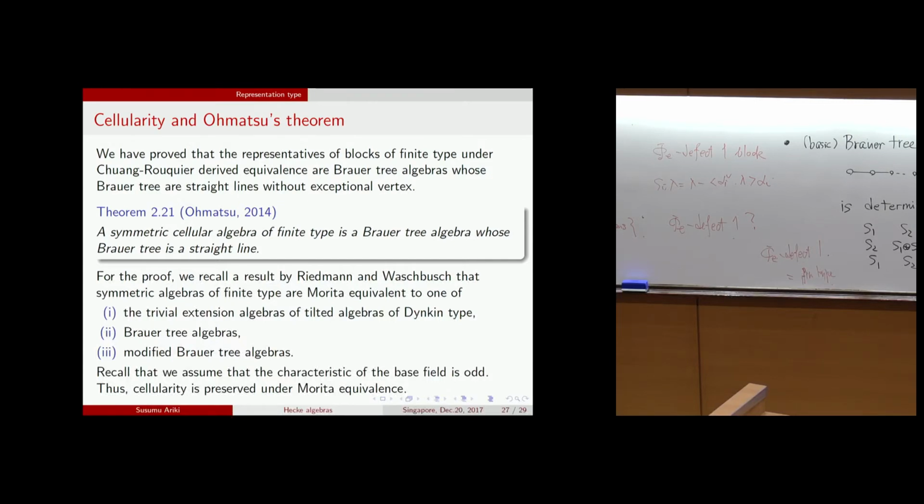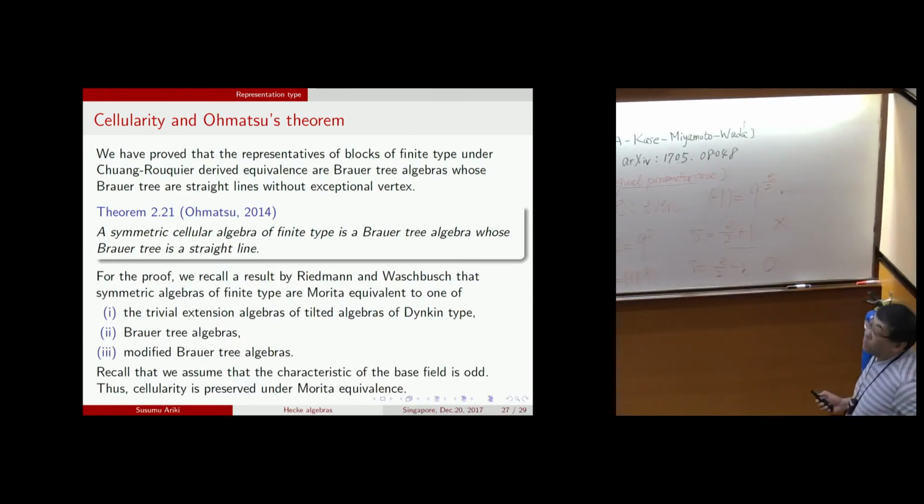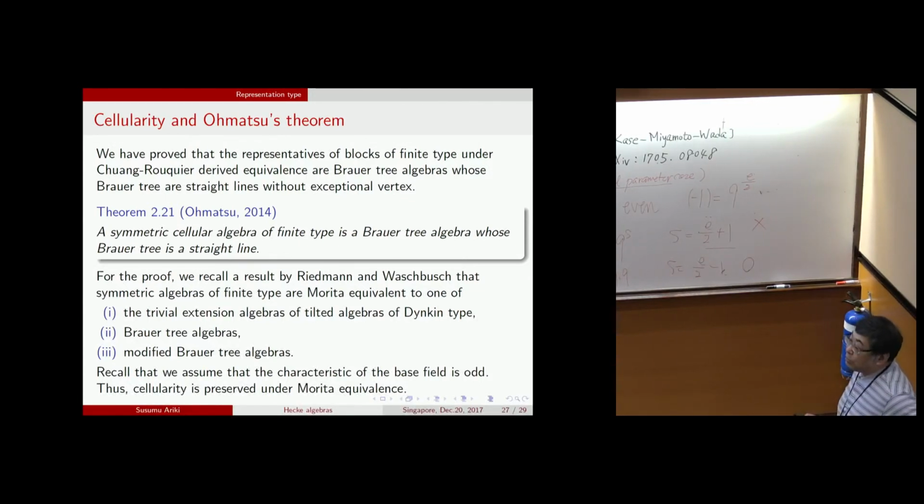And so the proof is that using various properties of cellular algebras, we eliminate these possibilities, and the remaining is this. And in fact, for this, one may avoid the use of Ōmatsu's theorem because there are older results by Gabriel and Riedtmann saying that if a symmetric algebra is derived equivalent to a Brauer tree algebra, then the algebra itself is a Brauer tree algebra.